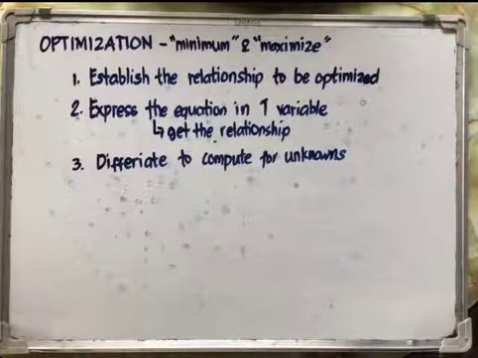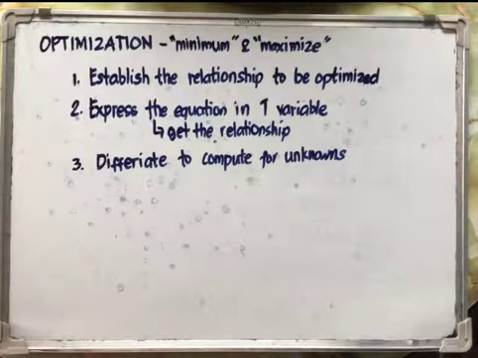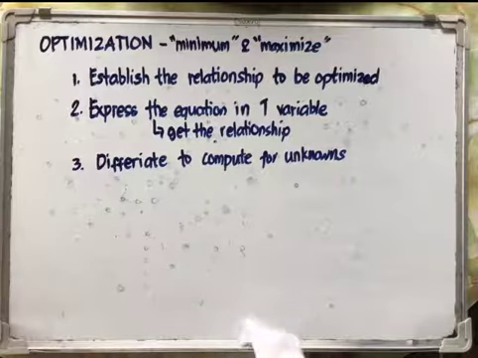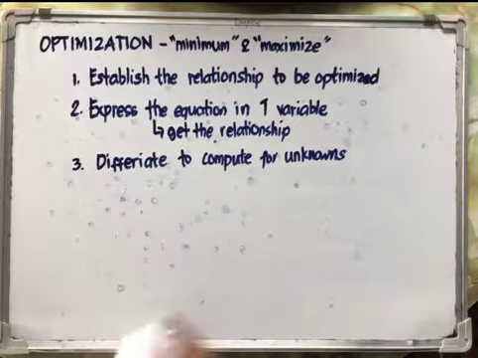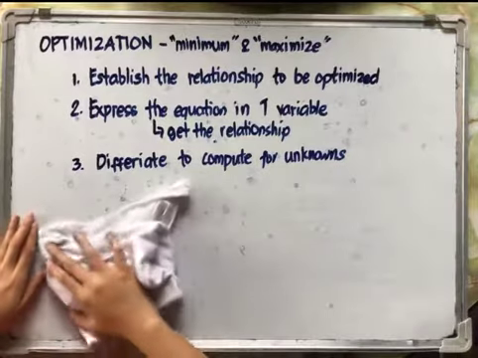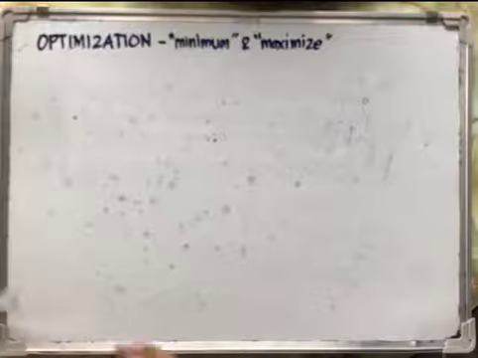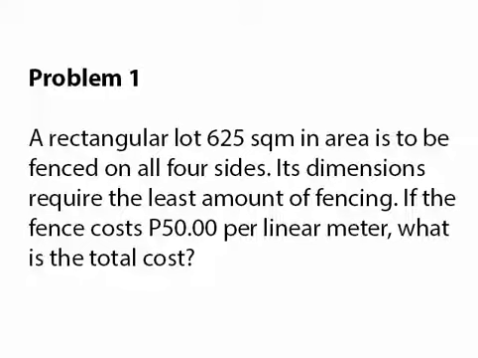Okay. Yan yung tatlo na kailangan mong tandaan for optimization problems. So, let's try to compute our first problem here. Nakapag-prepare ako ng siguro 6. Most of these are the common things na na-encounter ko personally when taking my board exams as a civil engineer. Okay? And so, number 1 is a rectangular lot 625 square meters in area is to be fenced on all 4 sides. Its dimensions require the least amount of fencing.